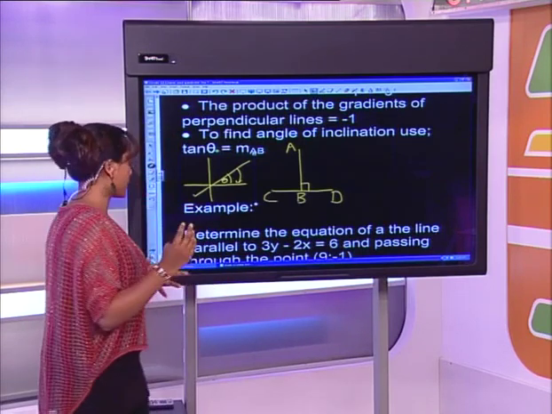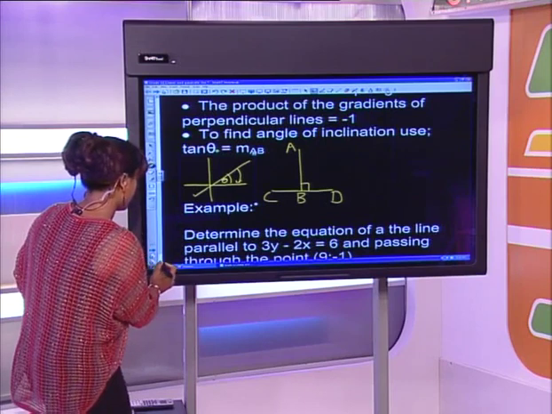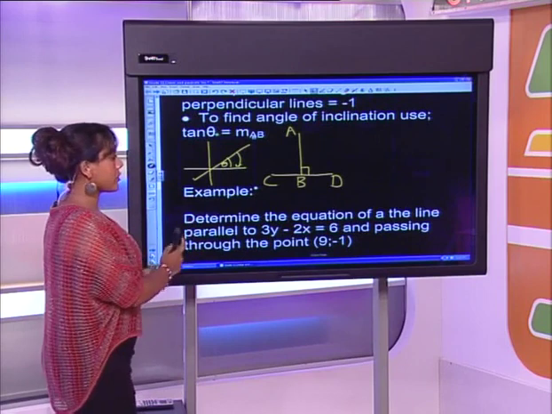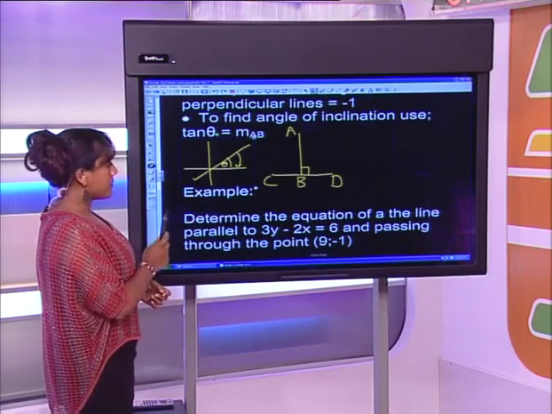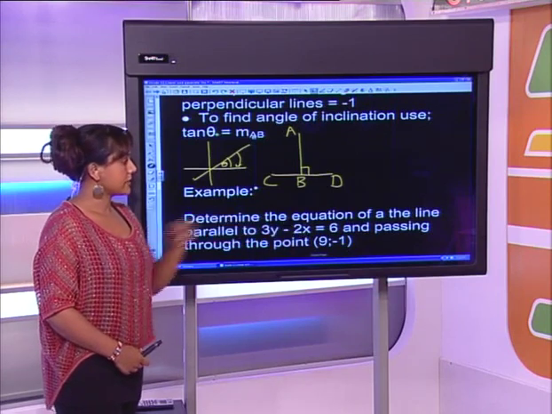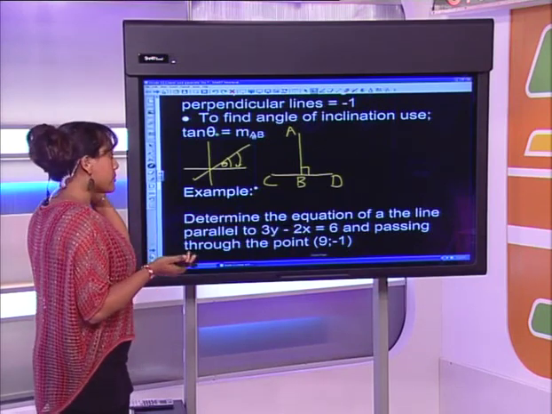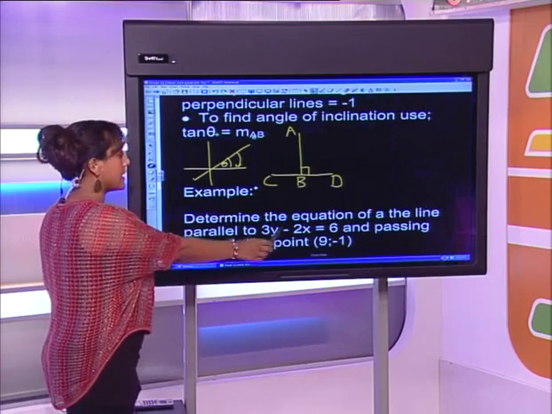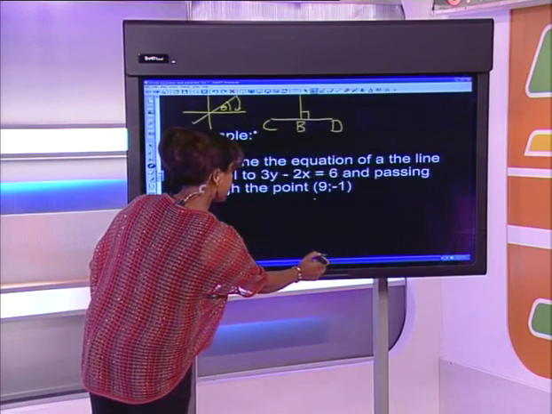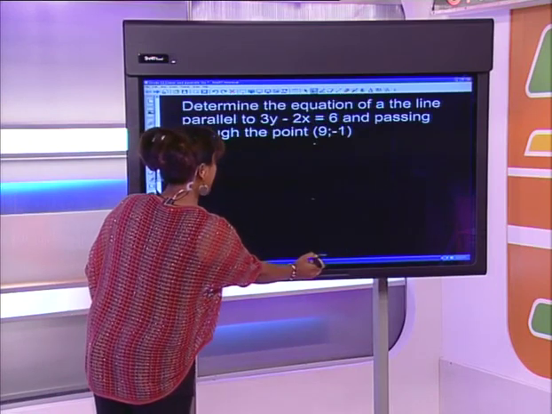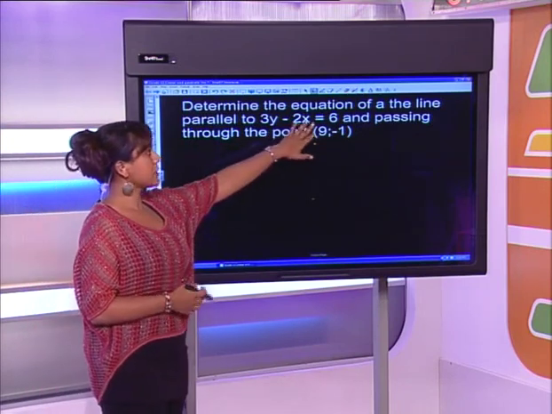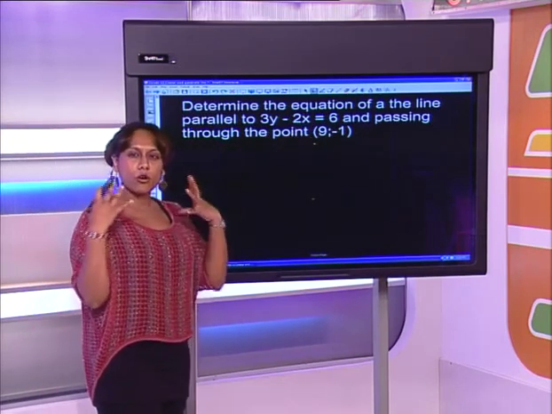Okay, we're going to look at a question now. We have to determine the equation of the line parallel to 3y minus 2x is equal to 6, and they say that it passes through the point 9 and minus 1. All right, so let's have a look at that. What we're going to do, guys, is call the one that they gave us, this 3y minus 2x is equal to 6, the old equation.